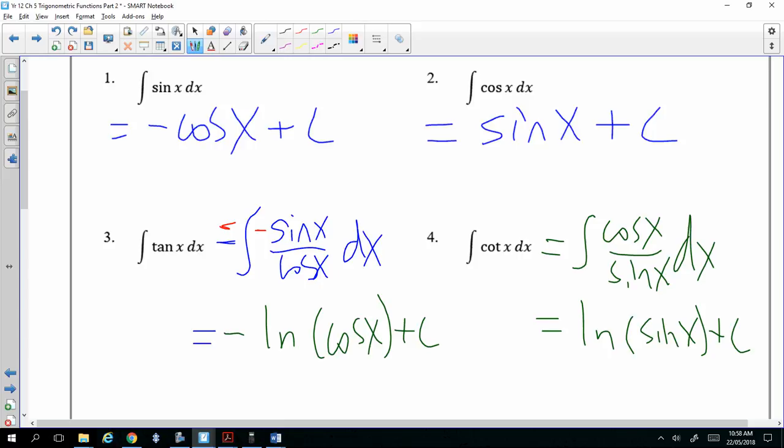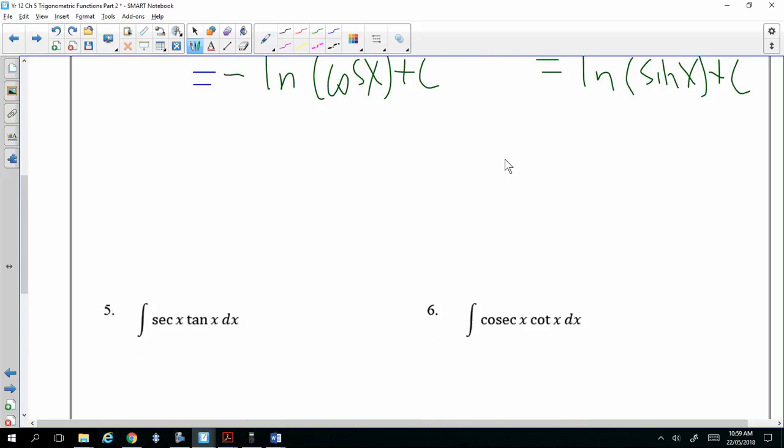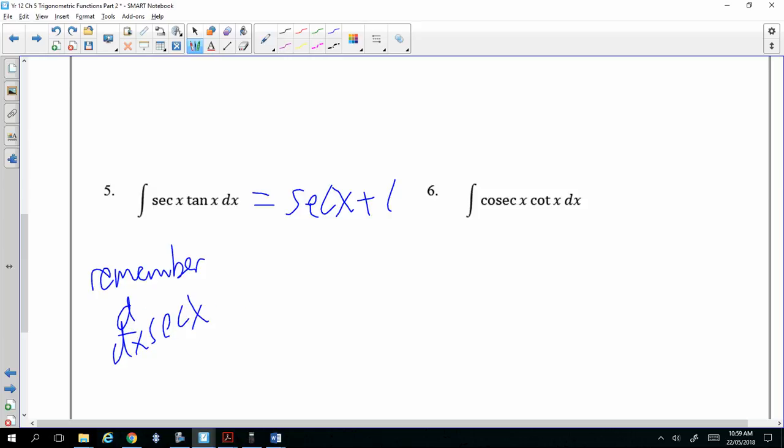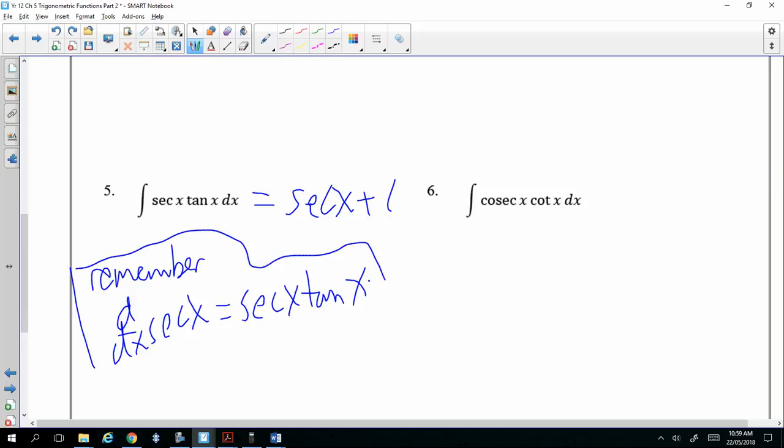Page 19. Alright, good. And then these two, sec x tan x is sec x. Just remember, if you differentiate sec x, you get sec x tan x. That's how I got the answer. Okay? And this one just becomes negative cosec x. And how do I know that? Just refer to page 19 for detail.